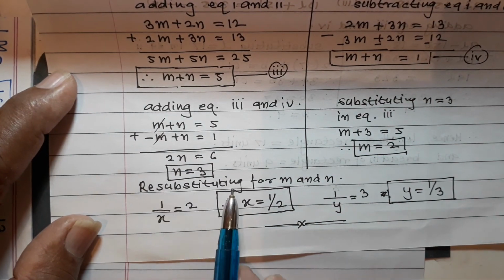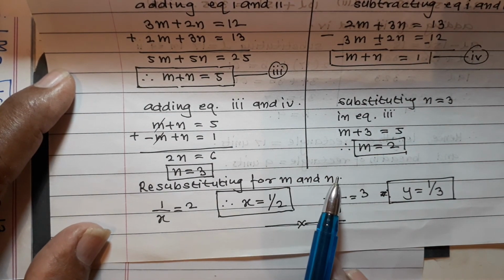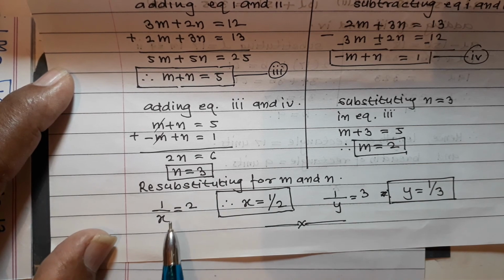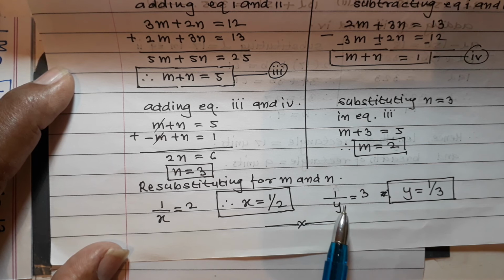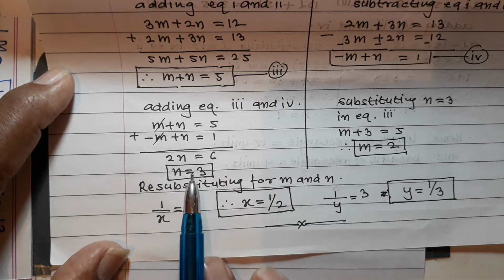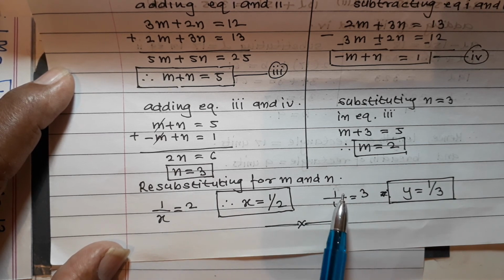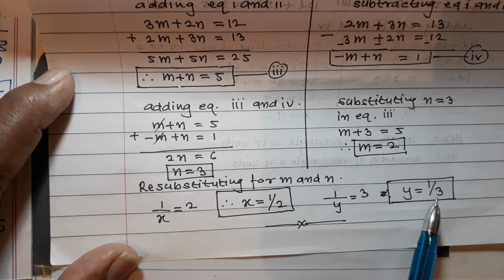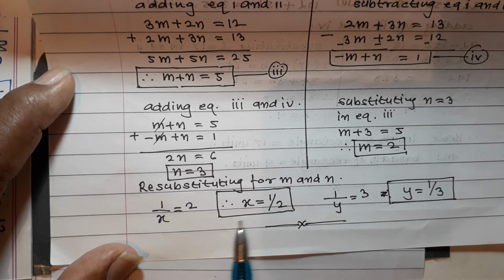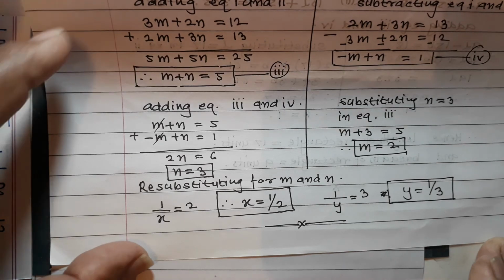Then resubstituting for m and n, m is equal to 1 upon x, so 1 upon x is equal to 2 and therefore x is equal to 1 upon 2, and 1 upon y is equal to n, so 1 upon y is equal to 3 and therefore y is equal to 1 upon 3. Okay, now today it is enough. Thank you for watching this video.